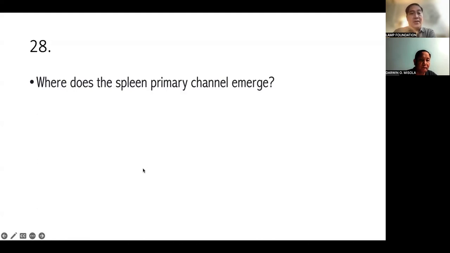Where does the spleen primary channel emerge? SP21. Actually, doon siya mag-emerge sa kanyang kasama. Sino ba kasama? Stomach. Stomach.